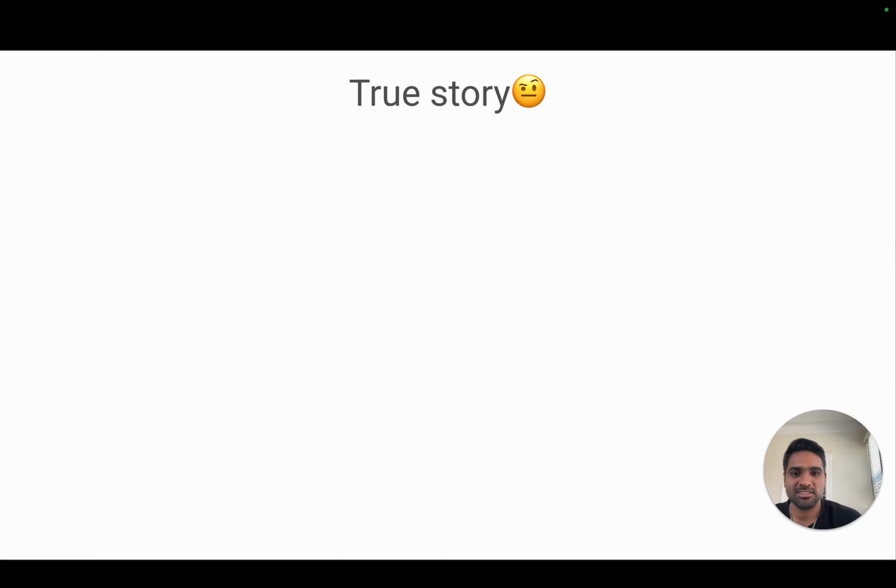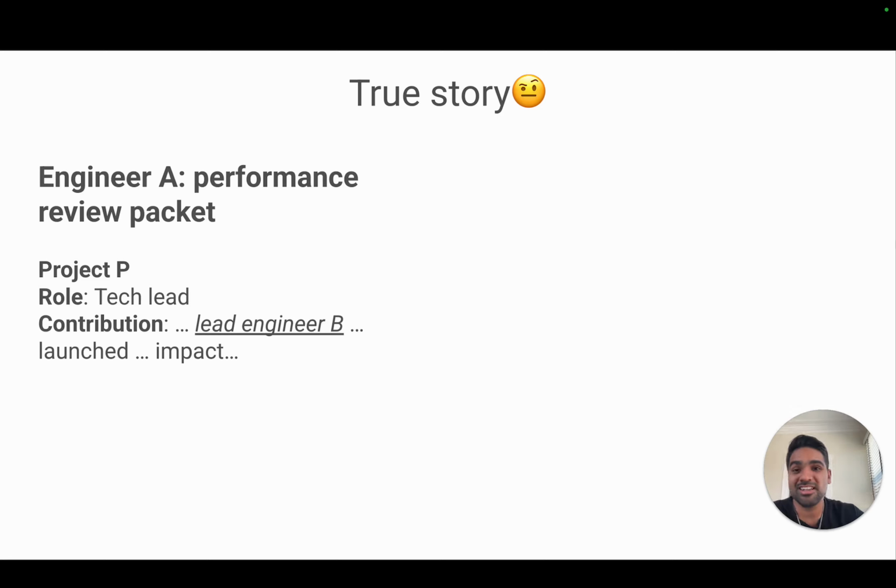So I was asked to be a peer reviewer for some engineers on my team during the performance review season. I go take a look at the performance packet of engineer A, and they had worked on a certain project, and you specify your own role on the project, so they said they were a tech lead. And they contributed by leading engineer B, they launched, impact, and so on.